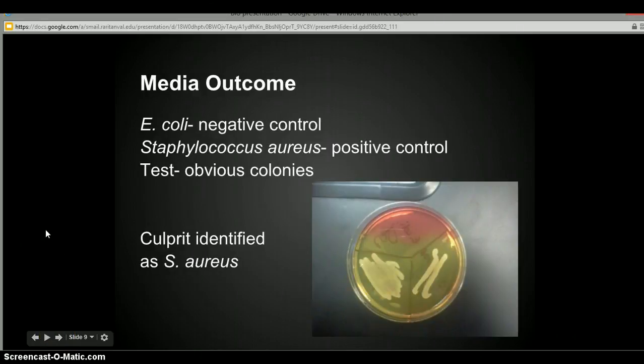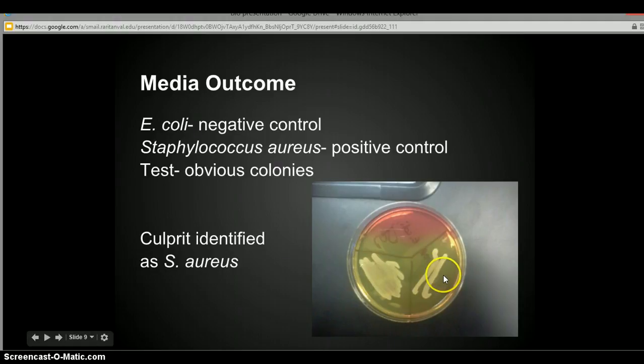And so this is what our MSA ended up looking like at the end. And we had 3 different sections. Here was the E. coli, here was the Staphylococcus aureus, and here was the test. So basically, the E. coli on the top was our negative control. We knew that that should not produce anything, and that worked because obviously E. coli did not produce any colonies over here.